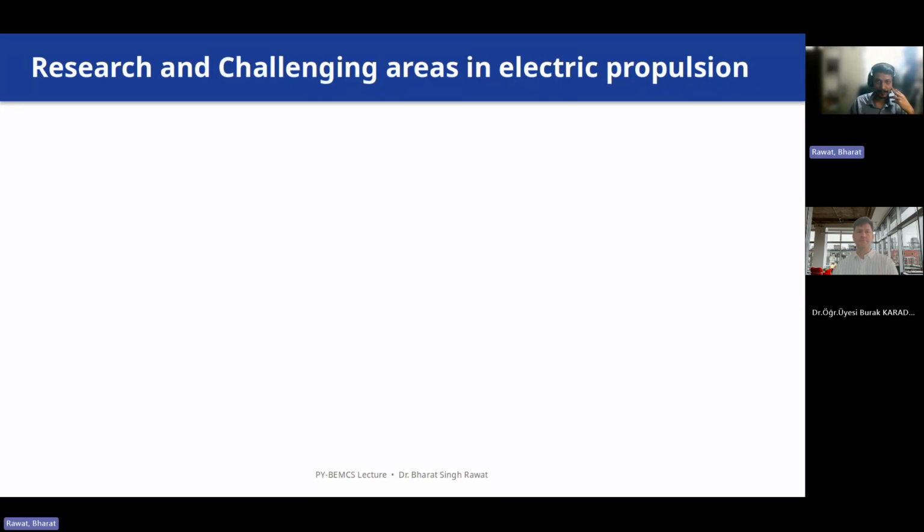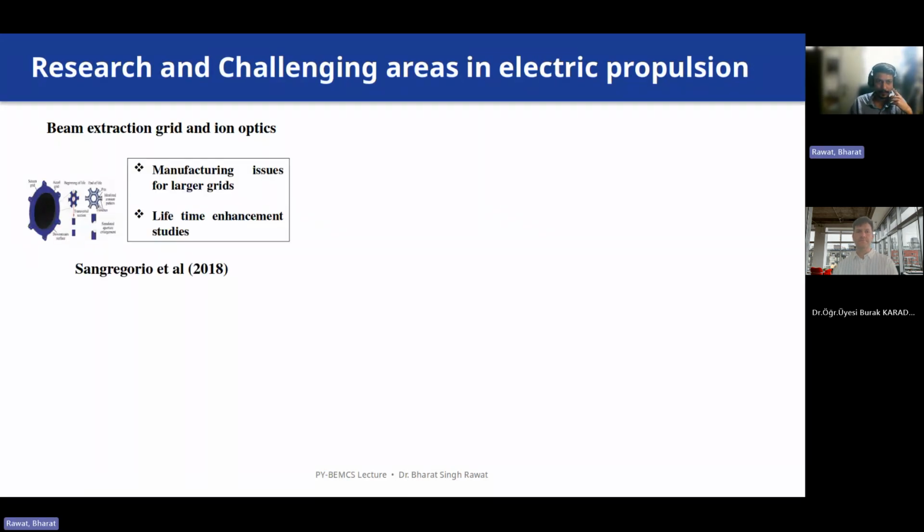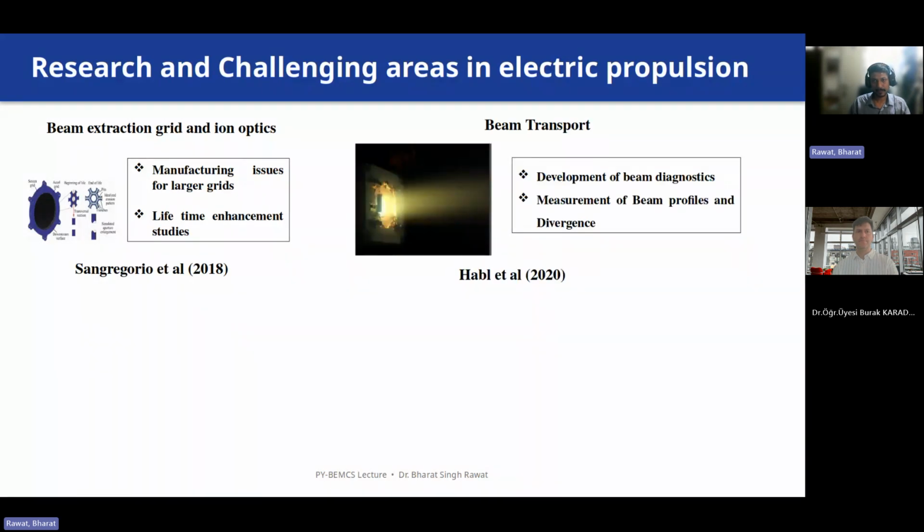And there are different challenges. So now it comes to the different kinds of challenges. One of the biggest challenges is to design the ion thruster grids, and manufacturing these grids and studying their lifetime is one of the biggest challenges, which I will discuss in this lecture as well.